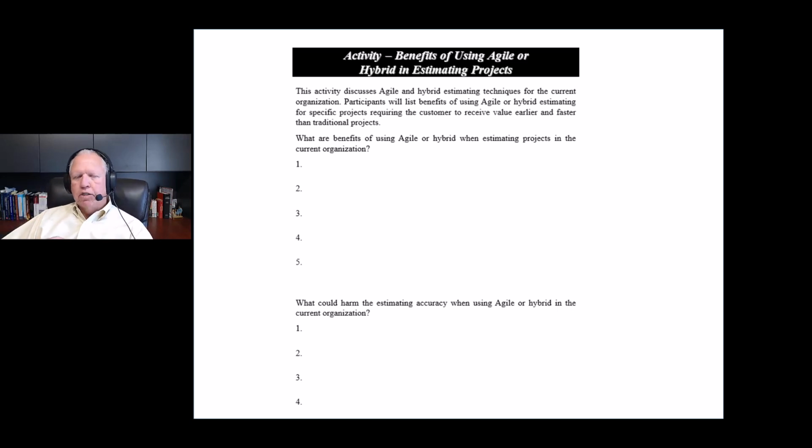Your second question asks, what could harm the estimating accuracy when using Agile or hybrid? It allows you an opportunity to think about it from the opposite side: could we make things worse by using Agile or hybrid? So think that through and do a deep dive into this topic a little bit.